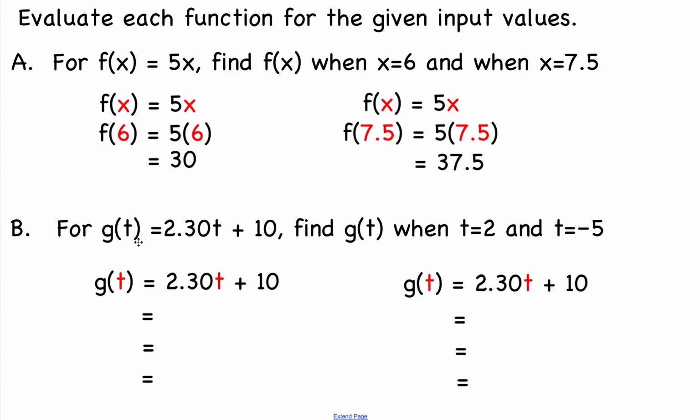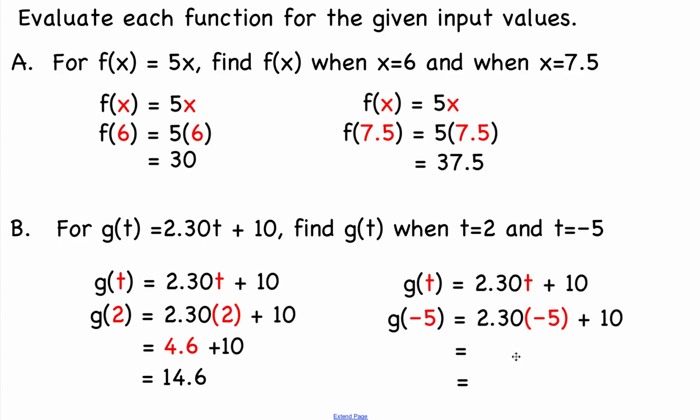Here's another example for g of t. Our function rule is 2.30t plus 10. We want to find g of t when t is 2 and t is negative 5. Well, again, we're substituting 2 for the letter t, so just replace a 2 wherever you see the letter t. The left-hand side is just a representation. We don't have to mess with that. So we get 4.6 plus 10, which is 14.6. Over on the right, we're going to substitute negative 5 wherever we see the letter t. So that gives us negative 11.5 plus 10, which is negative 1.5. So that's how you evaluate a function.